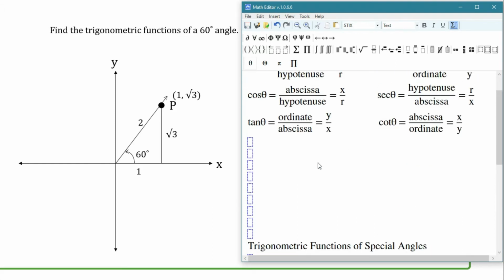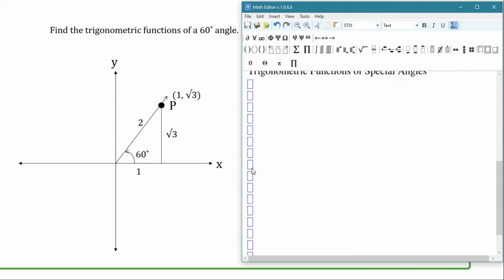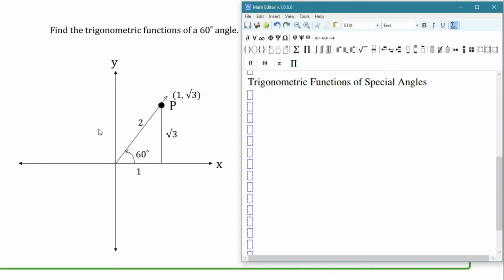So let us now try to look for the trigonometric functions of special angles considering a 60-degree angle. So meaning to say, the value of our x would be what? The value of our x, or the abscissa, would be 1, and then the value of our y, or the ordinate, would be square root of 3. And then the value of r, or the hypotenuse, would be 2. So with this given, we will be able to determine the different trigonometric functions of the 60-degree angle.